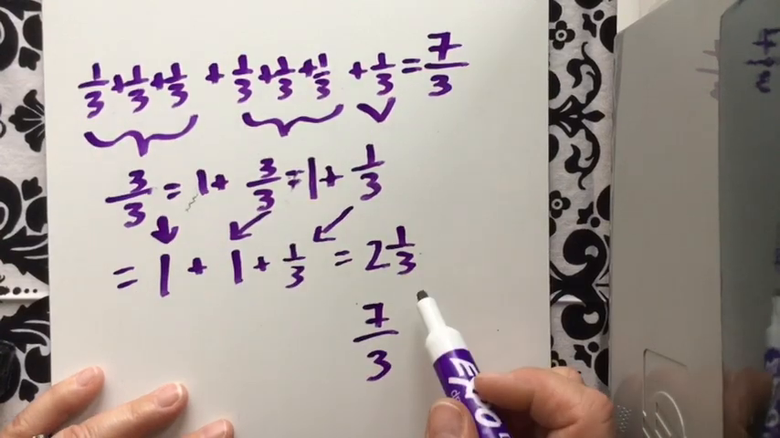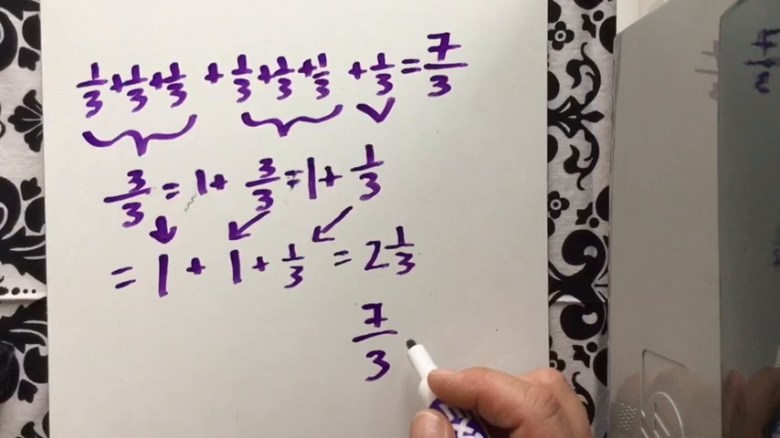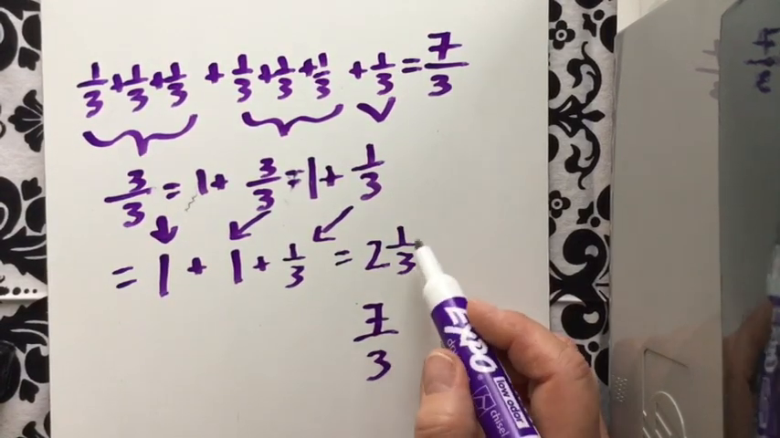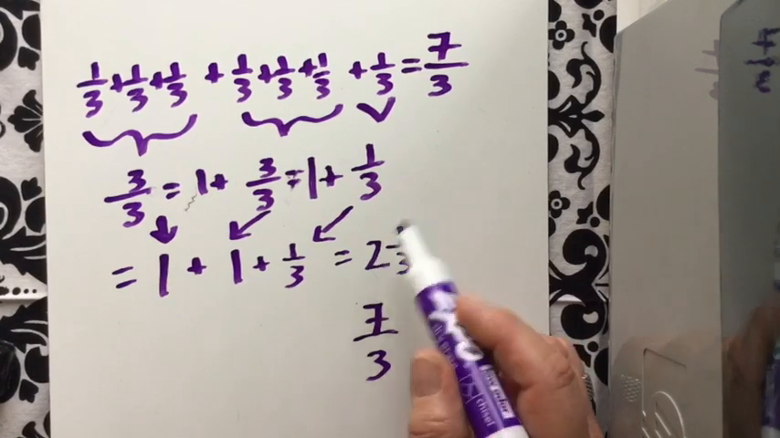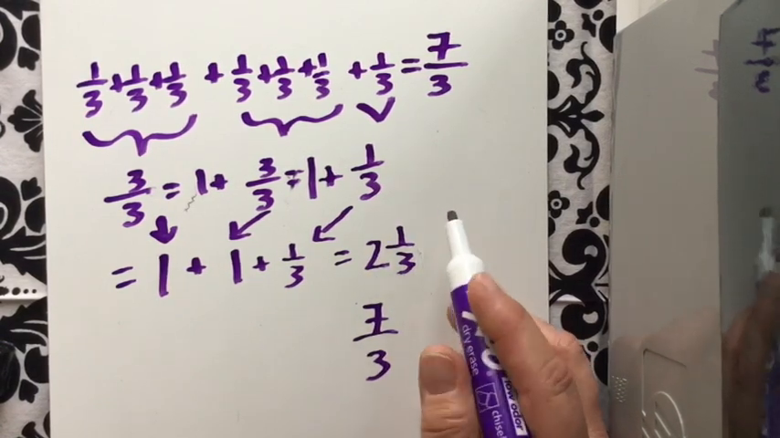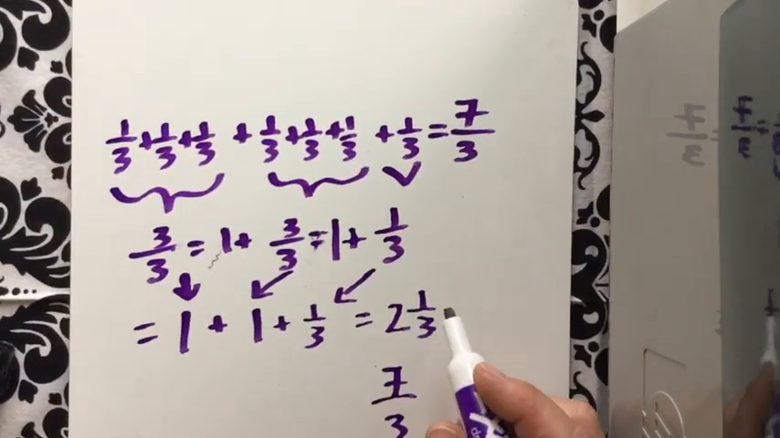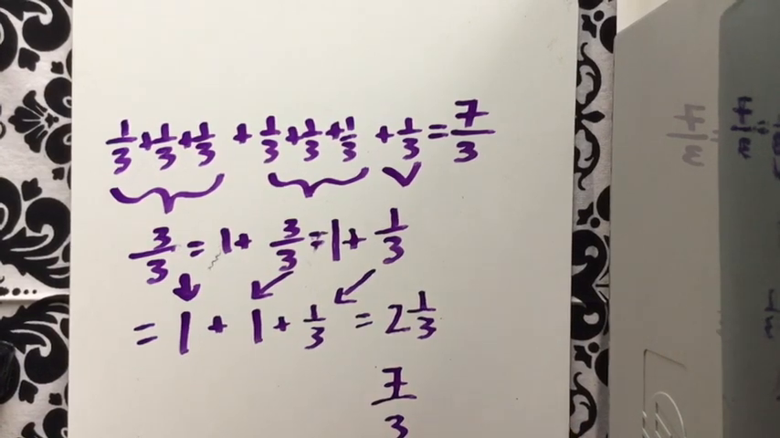However, you know Mr. Myers and I, and really no one in the math community, wants you to leave an improper fraction. We want you to turn it into a mixed number, and a mixed number is just the whole number and a proper fraction. So you can do this the way that I've shown you here. You can also do this with a number line, which I'm going to show you next.